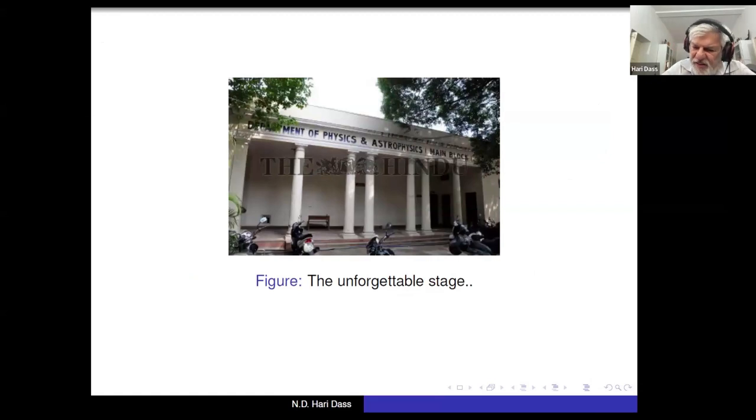So this is the stage where it all happened. The wonderful days of our honors and MSc in Delhi University, all the lectures were here. Professor Mitra's magical lectures on mathematical physics also started our interaction, at what I would call the unforgettable stage for me. Next slide, please.